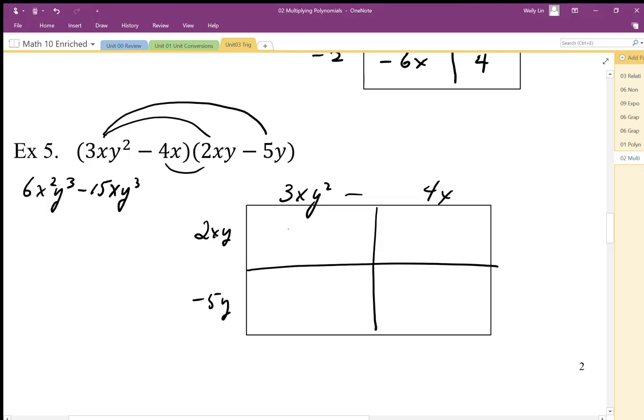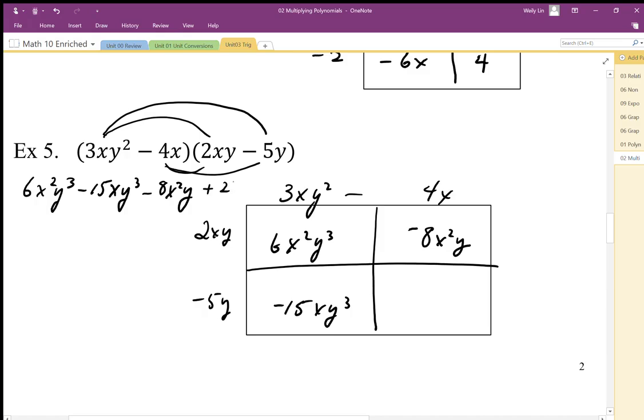Okay, so I'm just going to make sure I do that here. So 6x squared y cubed. And this is going to be negative 15xy cubed. The negative 4x times 2xy is negative 8x squared y. Then I end up with positive 20xy.